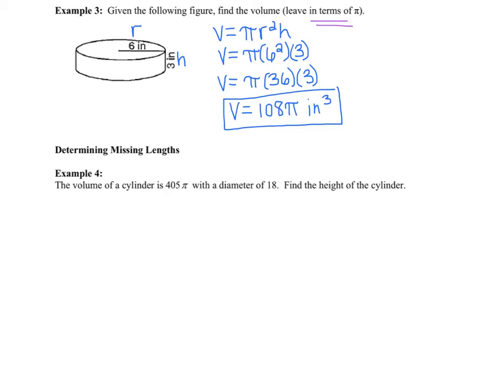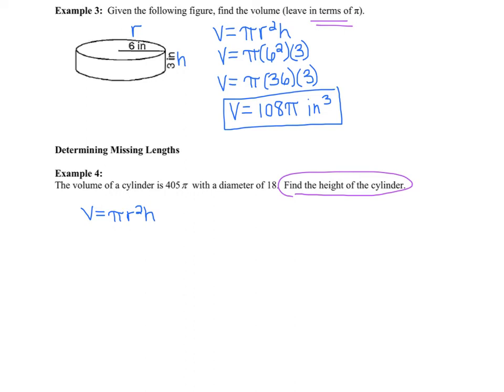Okay, so let's look at example 4. It says, determining missing lengths. The volume of a cylinder is 405 pi with a diameter of 18. Find the height of the cylinder. This is a little bit different. It's asking us to find the height of the cylinder. So let's first write down our formula for the volume of a cylinder. Volume equals pi times radius squared times our height.